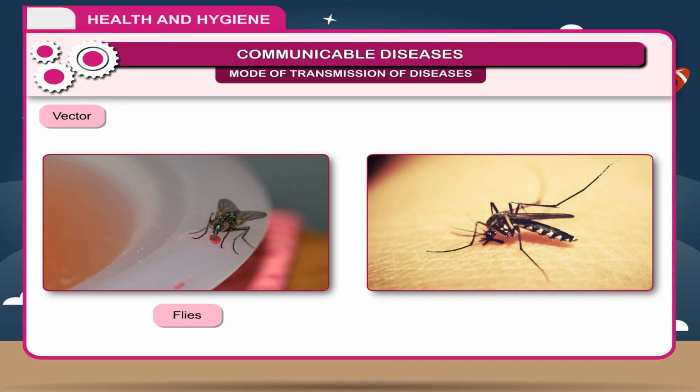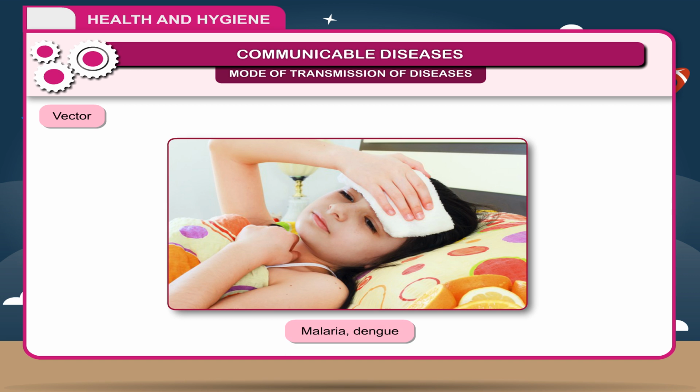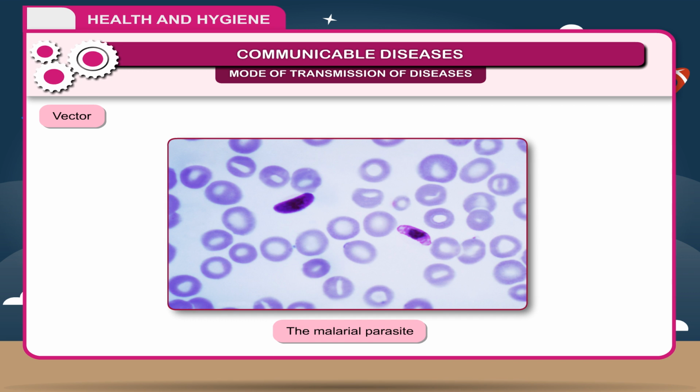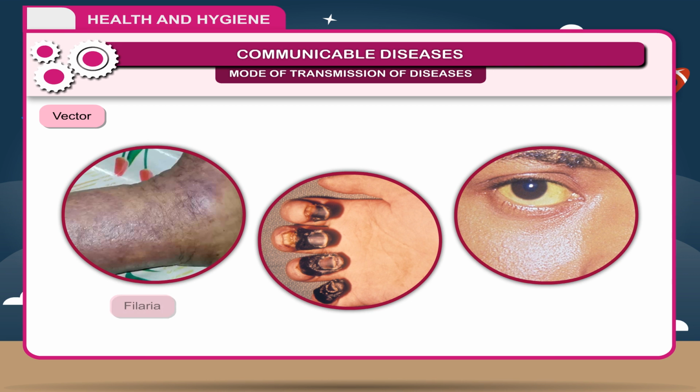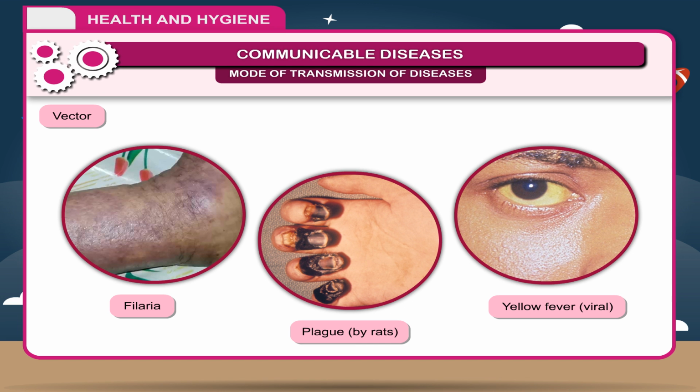Vector. Flies, mosquitoes, or insects cause some diseases, for example, malaria, dengue, etc. The malarial parasite, for example, spends part of its life cycle in mosquitoes. When the mosquito bites a person, it enters the person's bloodstream. Other examples are filaria, plague by rats, yellow fever, viral fevers, etc.